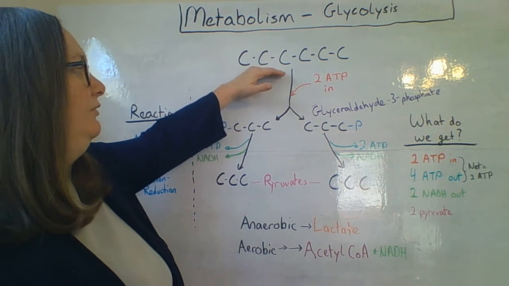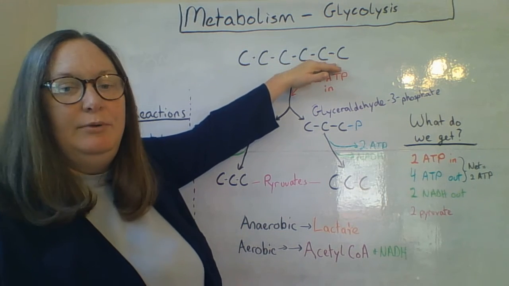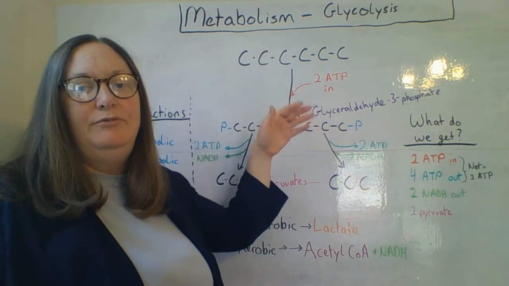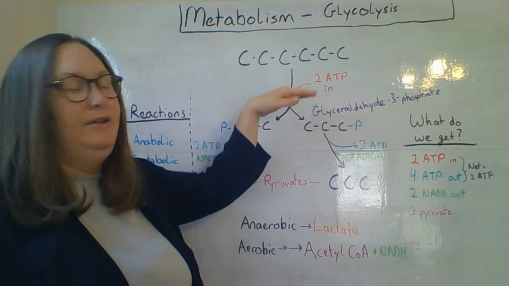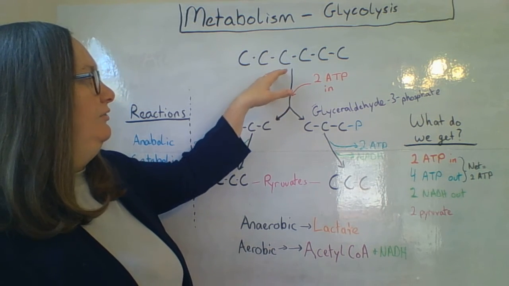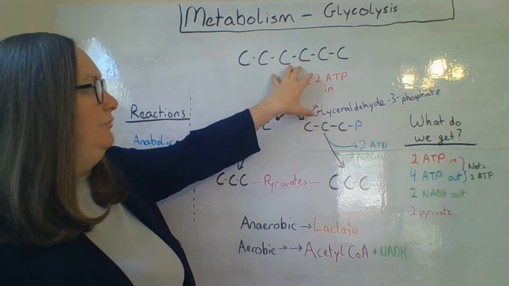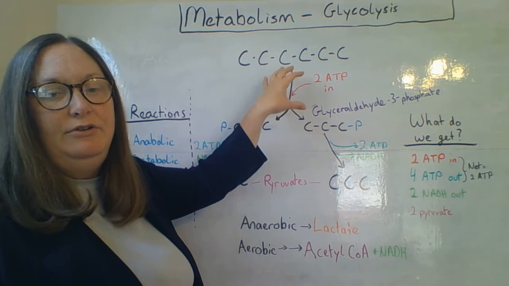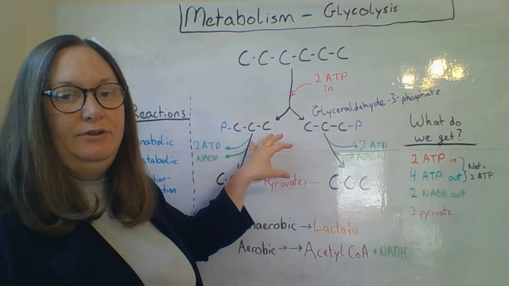Alright, so what is glucose? Glucose is a 6-carbon molecule. They're not arranged linearly like this, but to keep it simple, I decided to draw it that way. And so what we're going to do is start with the 6-carbon glucose. We're going to have two different phases: the energy investment phase and the energy payoff phase.